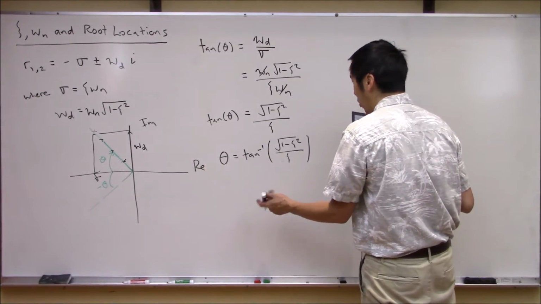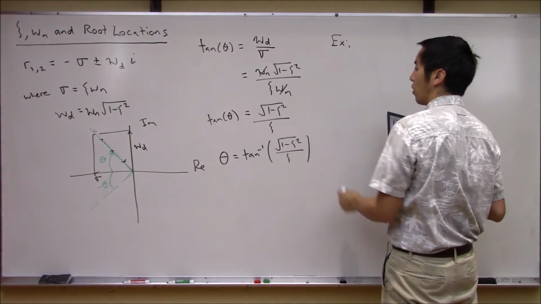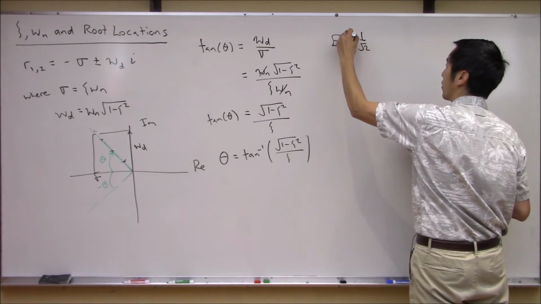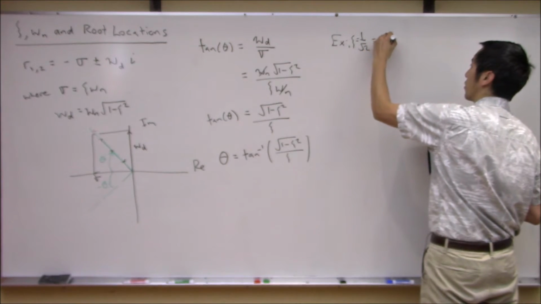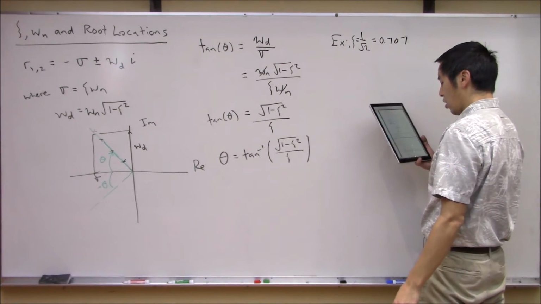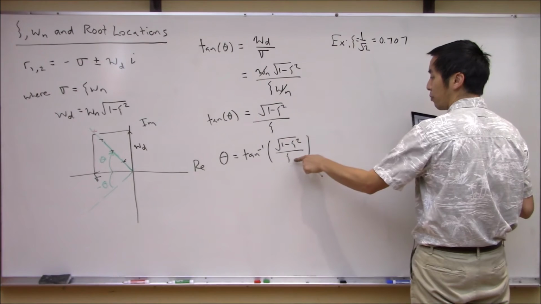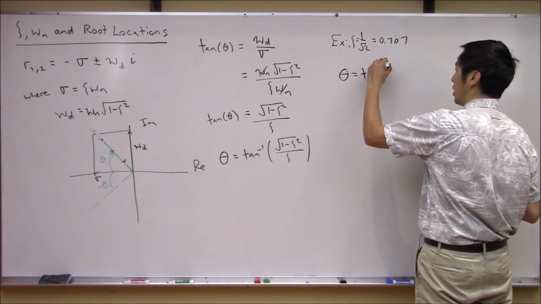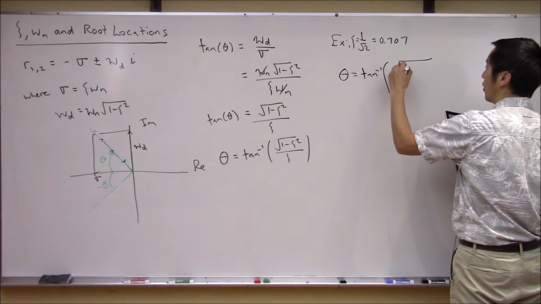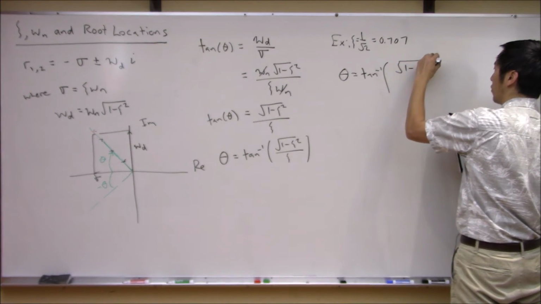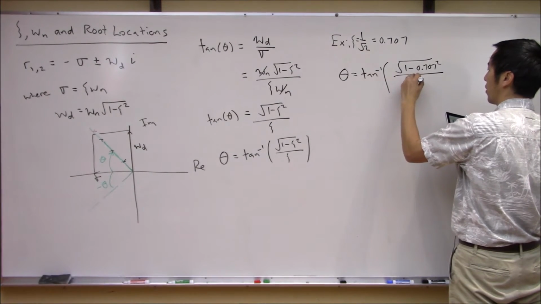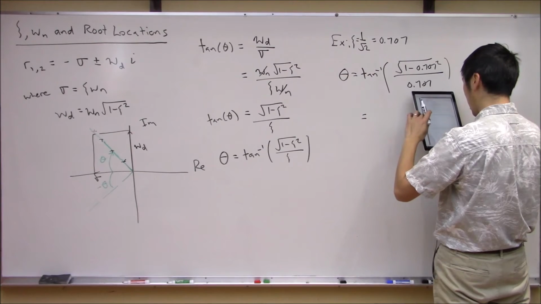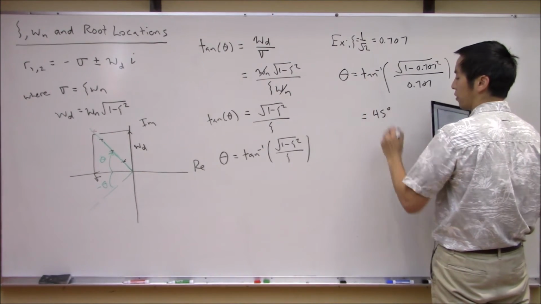So for example, let's go back to this 1 over square root 2, this damping ratio of 0.707. If you plug that into this expression, theta has got to basically be tangent inverse of square root of 1 minus 0.707 squared all over 0.707. I think you work this out, and this comes out to exactly 45 degrees.